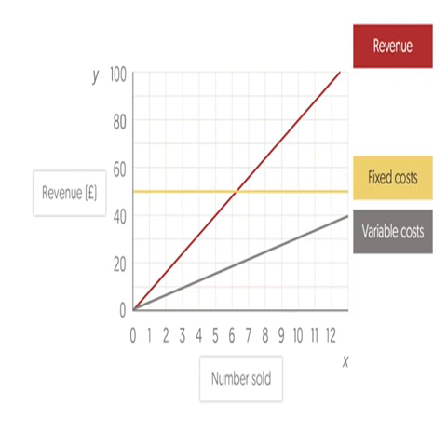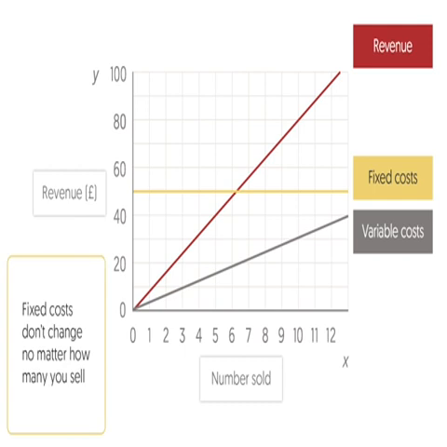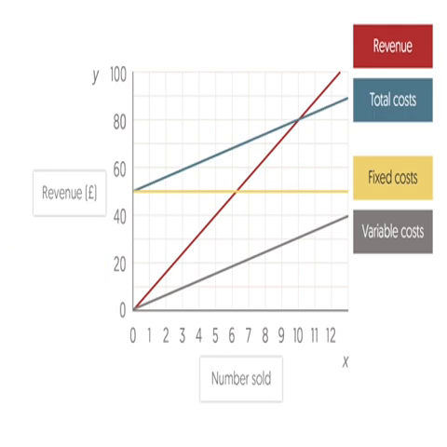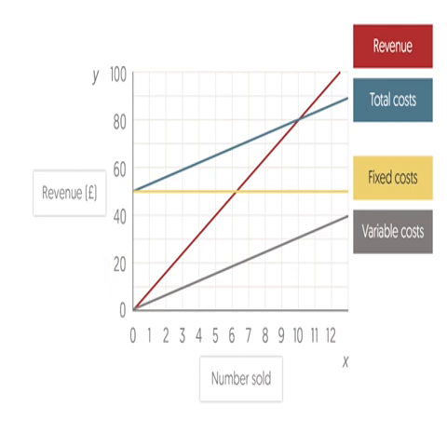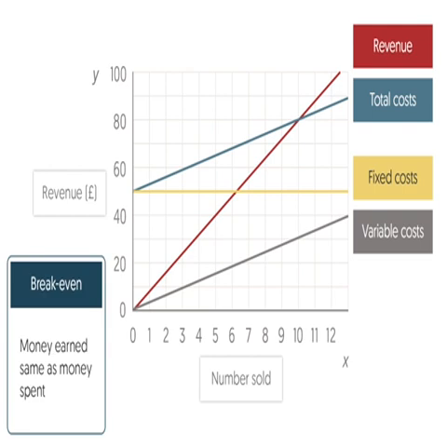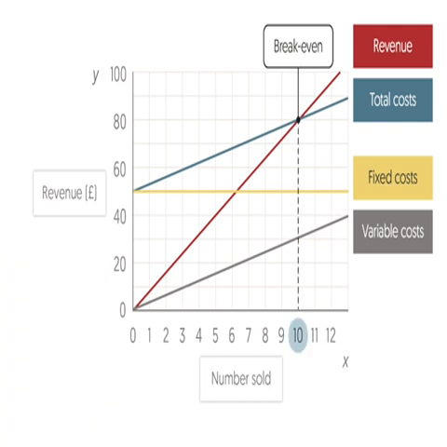The fixed cost of £50 is flat and doesn't change, because fixed costs don't change no matter how many products you sell. The final line is the total costs, which is the fixed costs plus variable costs. Now all the lines are drawn on the graph, you need to understand what it shows you. As we said at the start, break even is when the money you earn is the same as the money you spend. So when the total costs line crosses the revenue line, you break even. In our example, you break even at 10 products.